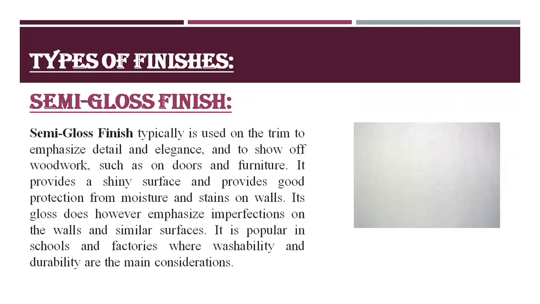Fifth is semi-gloss finish. Semi-gloss finish typically is used on the trim to emphasize detail and elegance and to show off woodwork, such as on doors and furniture. It provides a shiny surface and provides good protection from moisture and stains on walls. Its gloss does, however, emphasize imperfections on the walls and similar surfaces, and it is popular in schools and factories where washability and durability are the main considerations.